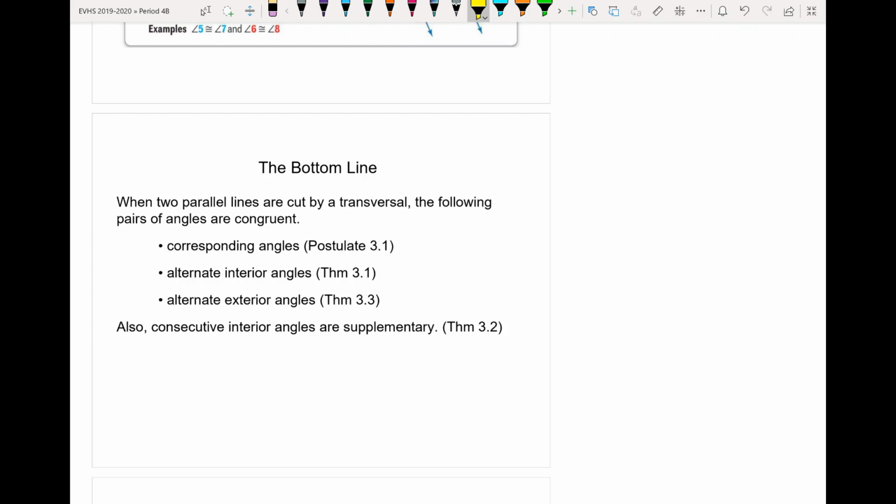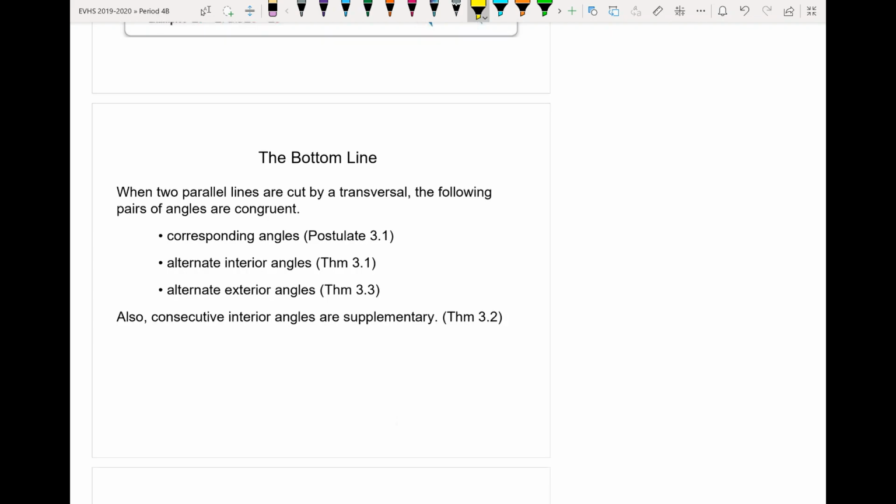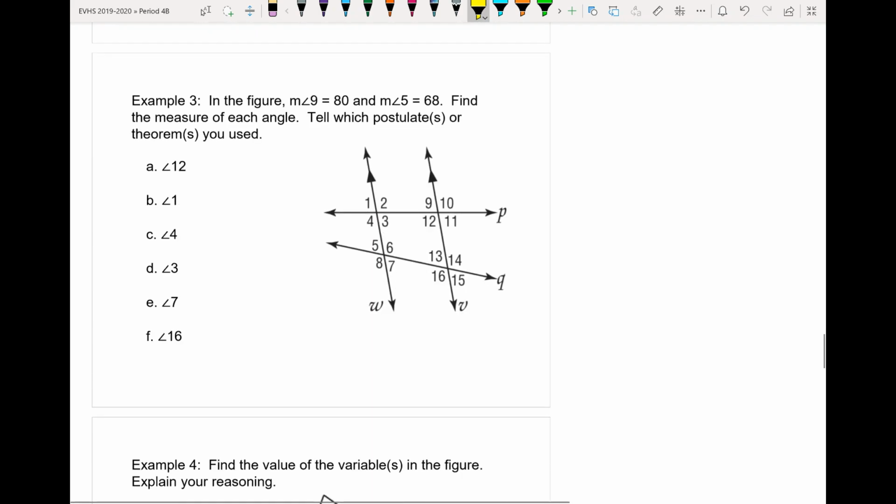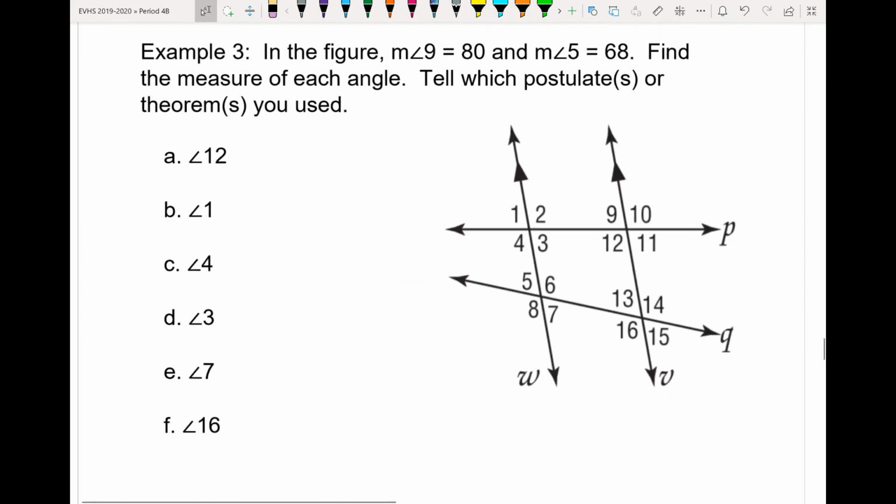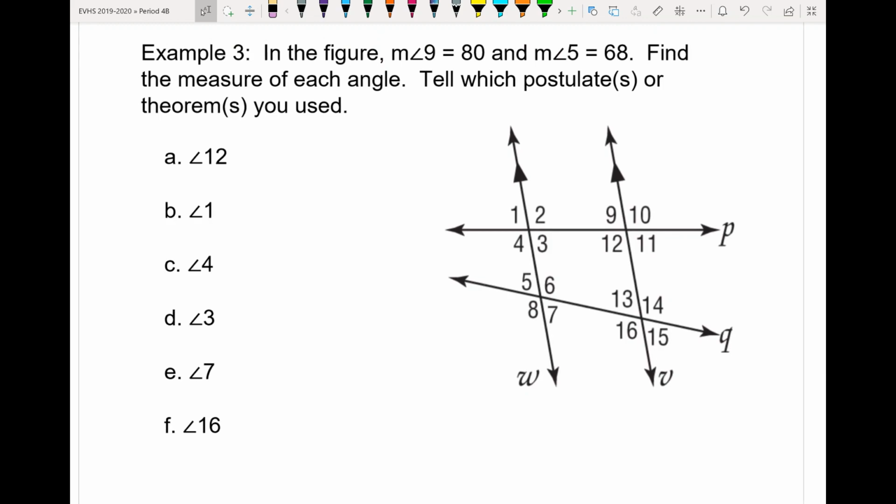Okay. You see me calling these corresponding angles theorem, the alternate interior angles theorem. So in our figure, we know that measure of angle 9 is 80 degrees. And measure of angle 5 is 68 degrees. Let's tell which postulate or theorem we use to find out what 12 is. Well, over here, angle 12. What do we think? How much is it going to be?